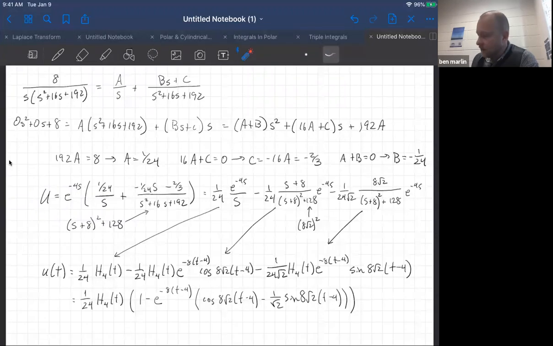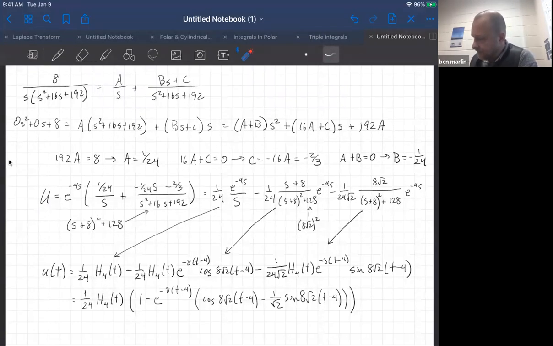And that is the Laplace transform of this e to the minus 8t sine of 8 root 2t. And then because we've got this e to the minus 4s going on, that's going to connect all this with a unit step function that happens at t equals 4. And that means we have to replace the t's with t minus 4s. That is, I think the technical term is a god-awful mess.